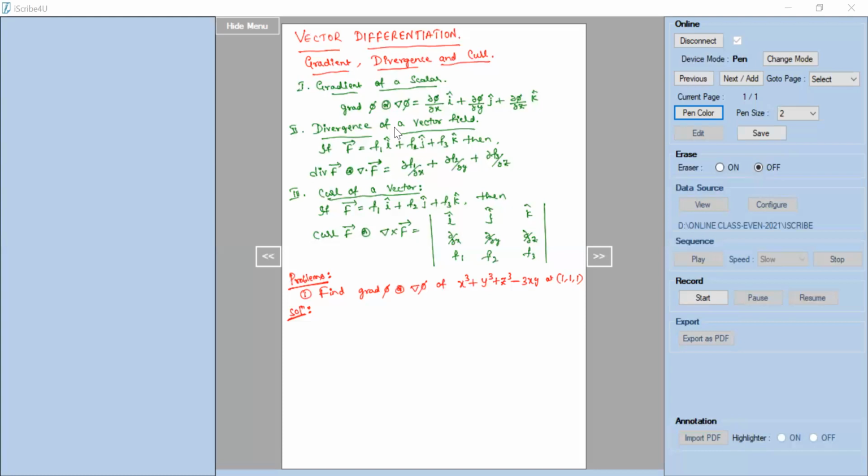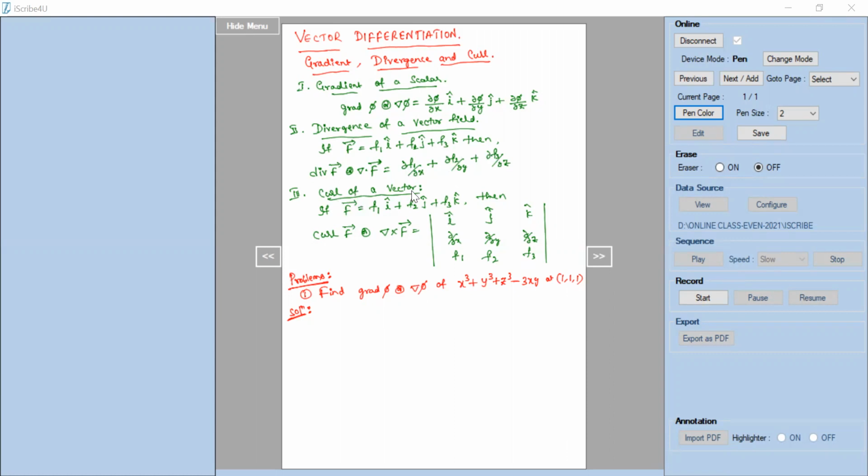The next is the divergence of a vector field. Suppose you have a vector f equals f1 i plus f2 j plus f3 k, then the divergence of this vector is calculated like this: div f or del dot f. It is dou f1 by dou x plus dou f2 by dou y plus dou f3 by dou z. So you have to differentiate the i component f1 partially with respect to x, the j component f2 partially with respect to y, and the k component f3 partially with respect to z, and if you substitute in this, we're going to get the divergence.